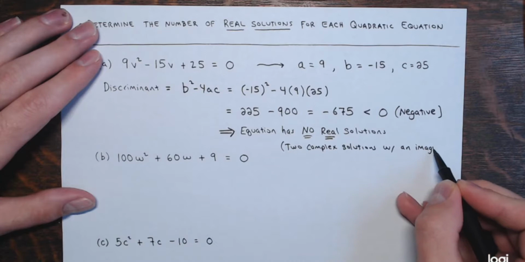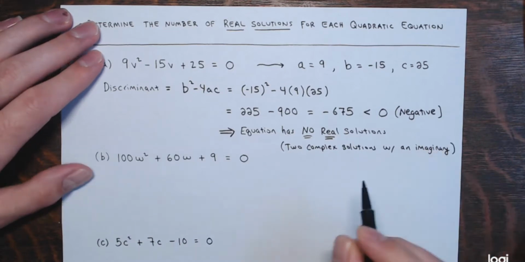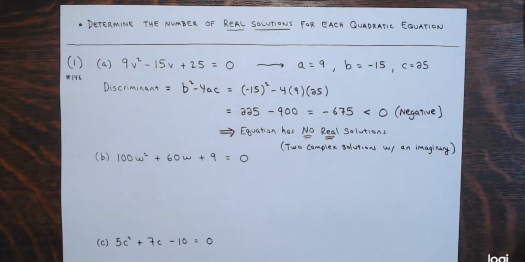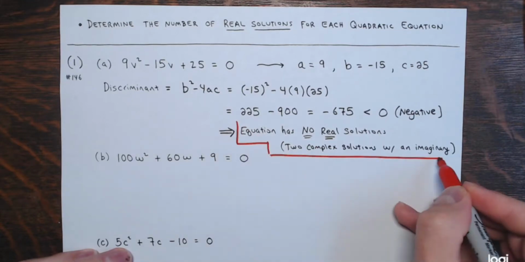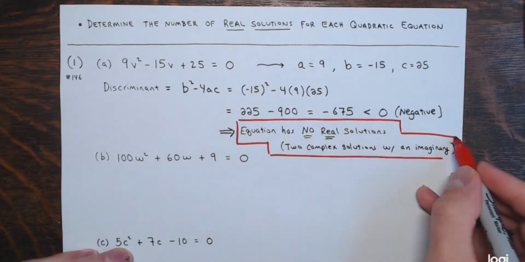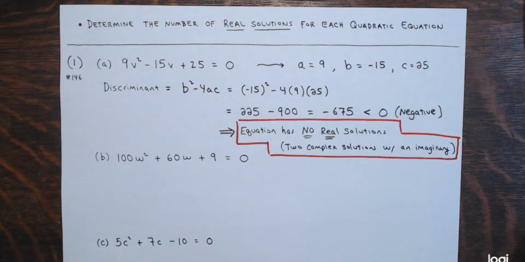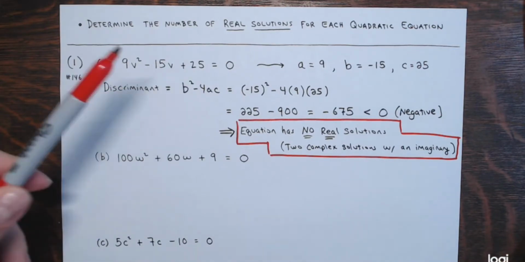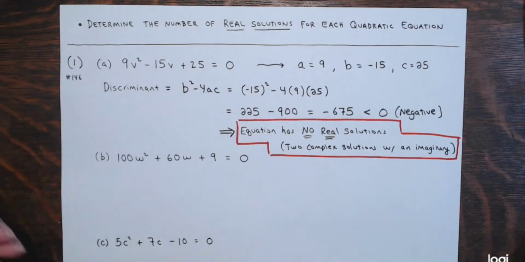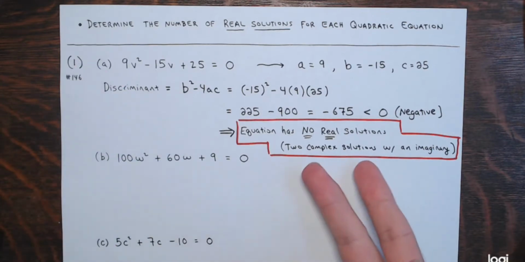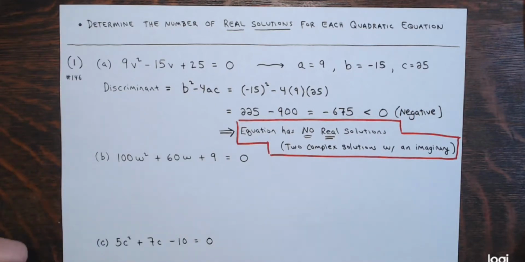But that's it. That's all they want from us, is just to state what kind of solutions this equation will have. They're not actually asking us to find the solutions. Now you can go and use the quadratic formula and find the solutions, and you'll see you're going to have two solutions that have an imaginary part to them.